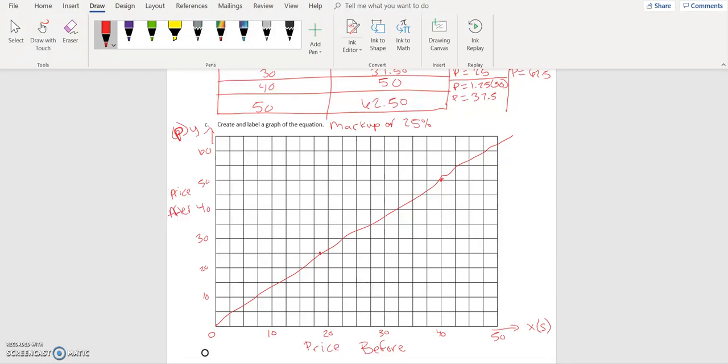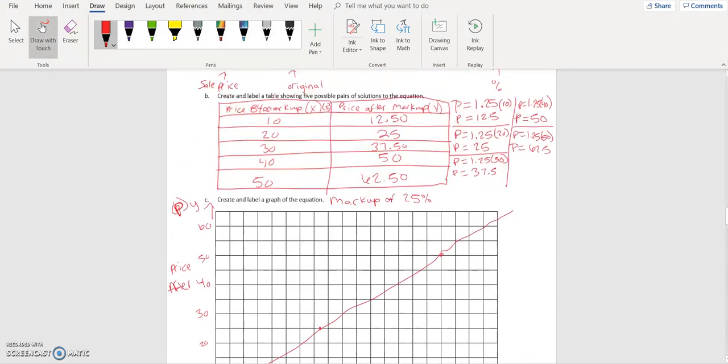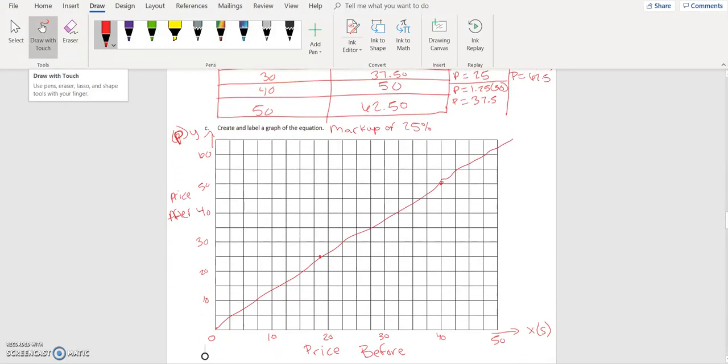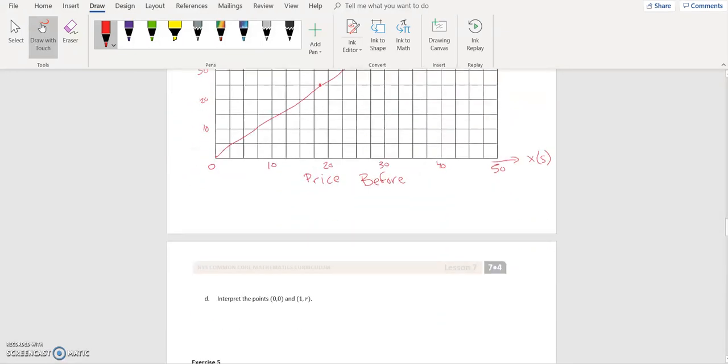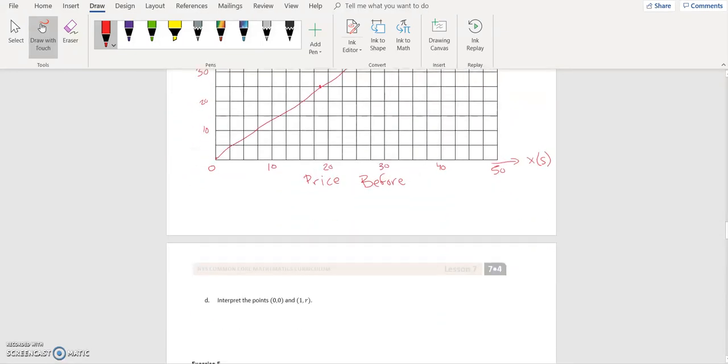And so all of our points should fall on those lines. So make sure to plot all of your points, not just the 2, and they should all fall on the line. Okay. Interpret the points 0, 0. So let's interpret 0, 0.